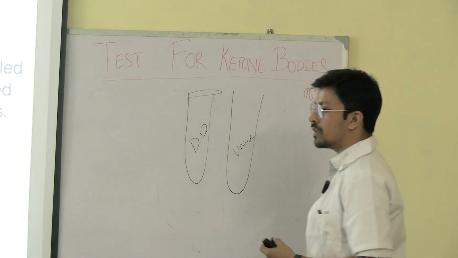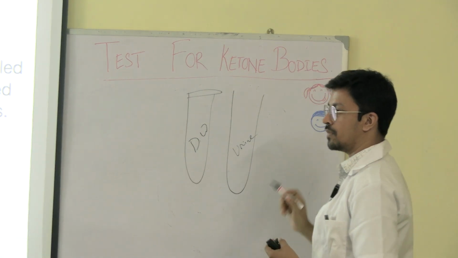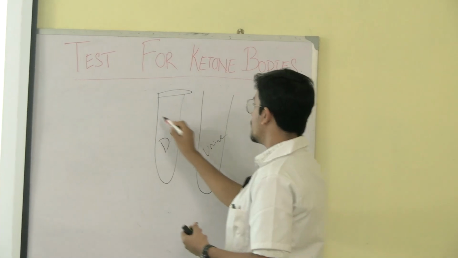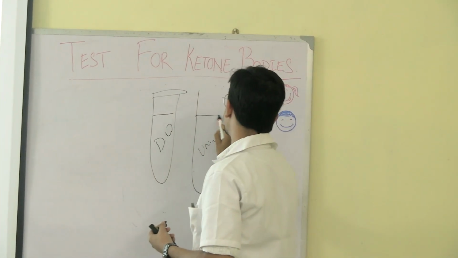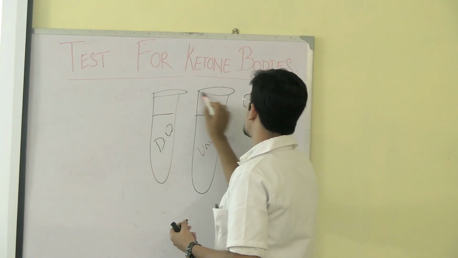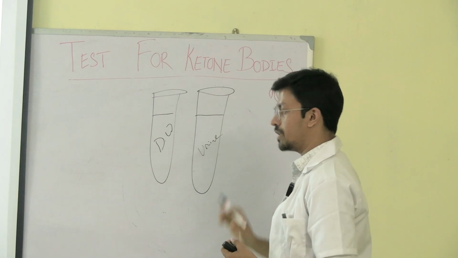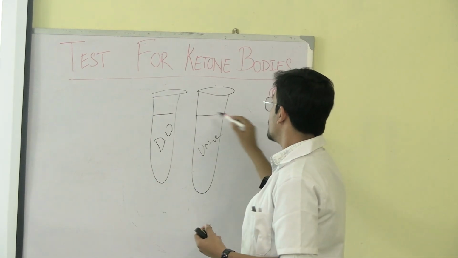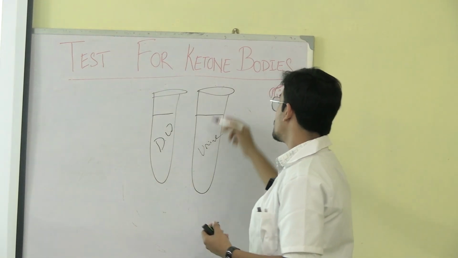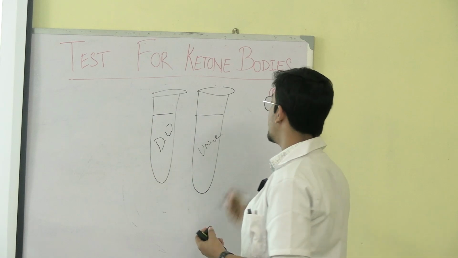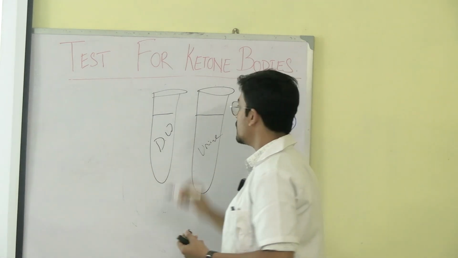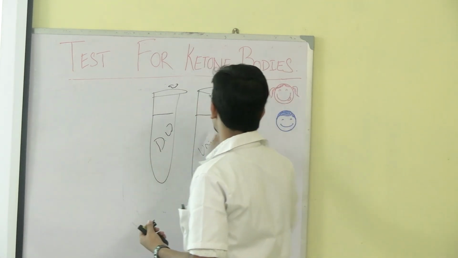Fine. Now how much to fill it up? Here is one question, how much to fill it up? You have to fill up 3/4 of the test tube. Now there is a catch, why 3/4? Okay, I'll come to that. Now you have taken 3/4 of distilled water, 3/4 of urine sample, and you will add a pinch of sulfur. Here also a pinch of sulfur, here also a pinch of sulfur.